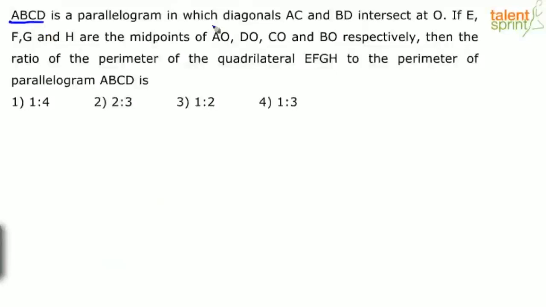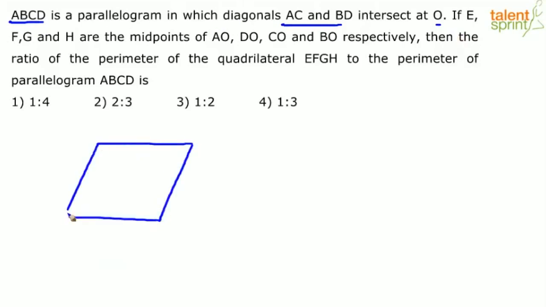Next one, ABCD is a parallelogram in which diagonals AC and BD intersect at O. So let us draw a parallelogram. A, B, C, and D, where the diagonals AC and BD intersect at the point O. This is diagonal BD, and this is the diagonal AC. They intersect at point O.